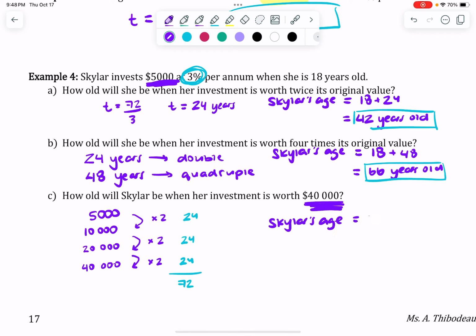Skylar's age is going to be 18 plus 72. Skylar's going to just be a young pup. She's going to be 90 years old. Barely retirement age. Just kidding. But that's how old Skylar's going to be.